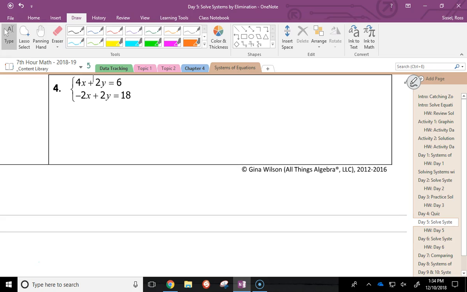You're going to focus on y because both of them are not positive. They're not the same. They're not the same number, and they're also different. Like one's negative, one's positive.